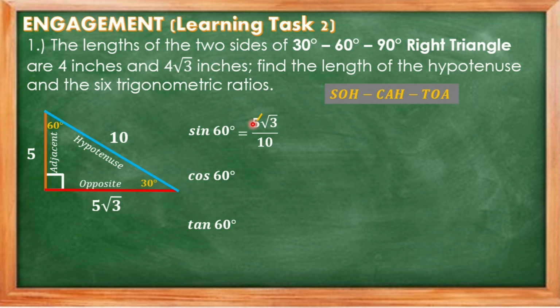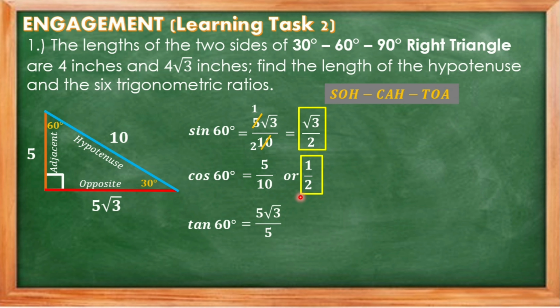Next, for cosine 60 degrees, adjacent over hypotenuse. Ang adjacent natin is 5, hypotenuse is 10. So, 5 over 10, and lowest term is 1/2. For tan 60 degrees naman, TOA, opposite over adjacent. So, ang opposite natin ay 5 square root of 3, ang adjacent naman natin ay 5. So, ito, pwede na natin i-cancel yan. So, 1 times the square root of 3 is the square root of 3. Dahil wala nang matira dito sa baba, 1 na lang, ayan na yung answer natin.